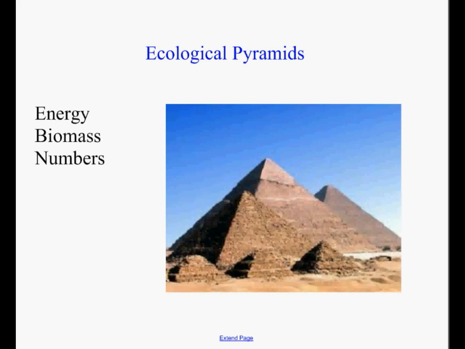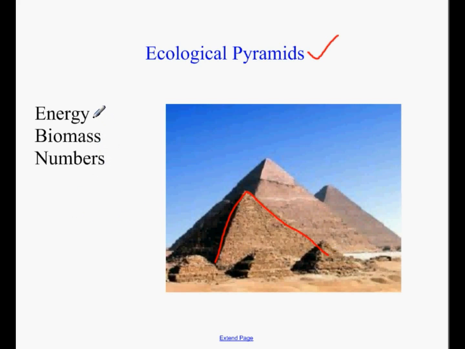We're going to talk about a third way today, which is called ecological pyramids. This is another way to organize information here. And sometimes they do look like a typical pyramid like this, sometimes they don't. And unfortunately, there's three different ways we could put them together.